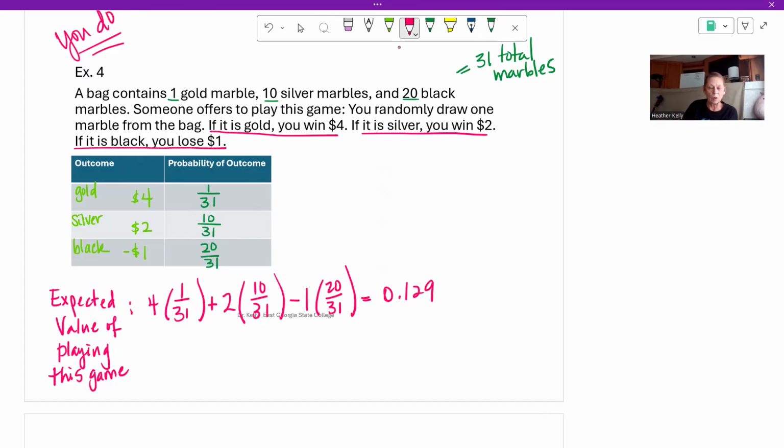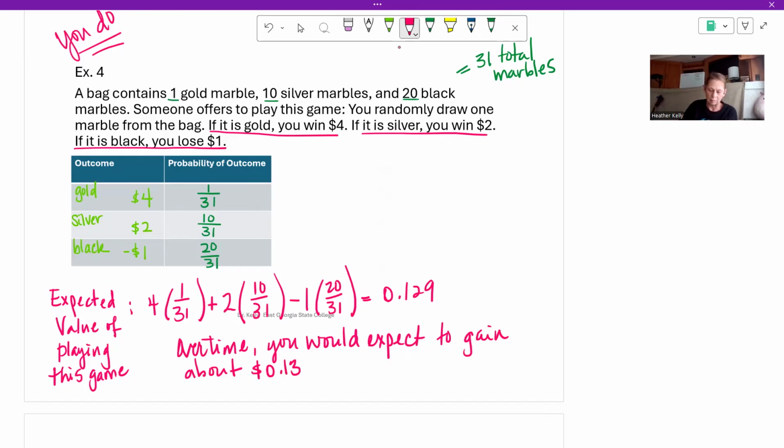So since we're talking about money here, we're going to say over time, you would expect to gain about, I'm going to have to say about, 13 cents on average for each game played.